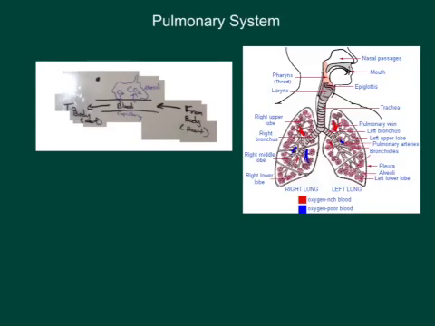Okay, now let's take a look at the pulmonary system. Now the pulmonary system is made up of obviously your two lungs. Pulmonary system is made up of two lungs. Again, you have your mouth, which is part of the digestive system as well.